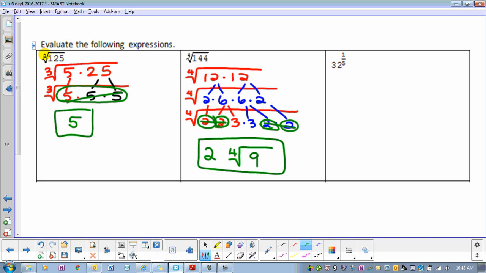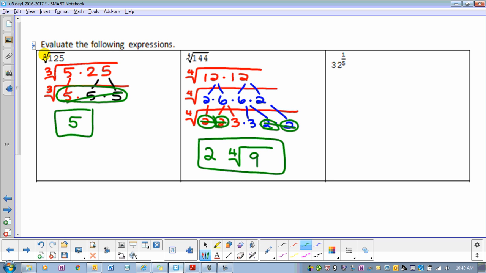Okay? This is a review, right? We've done this, simplifying these radicals. Now we're just looking for different number roots. Okay? Now let's look at the next one. 32 to the 1/5 power.